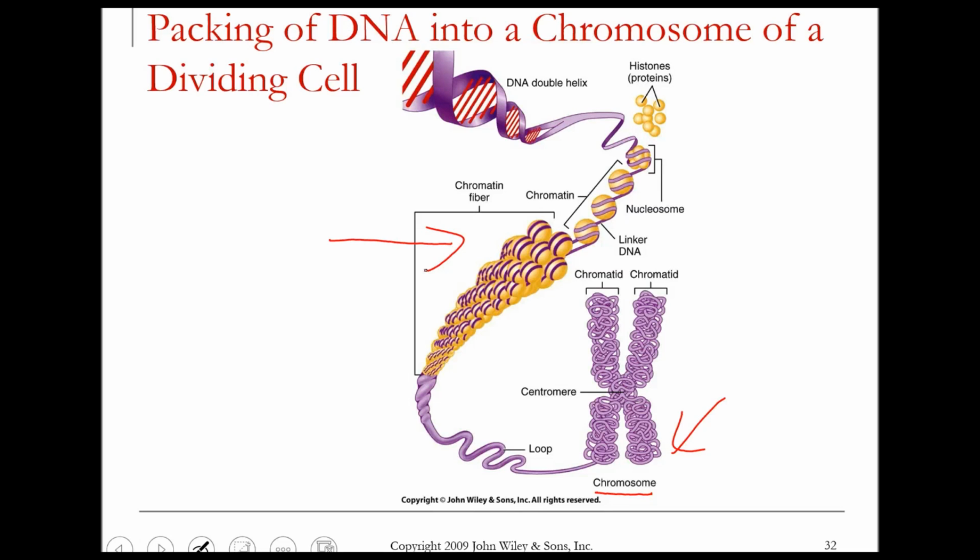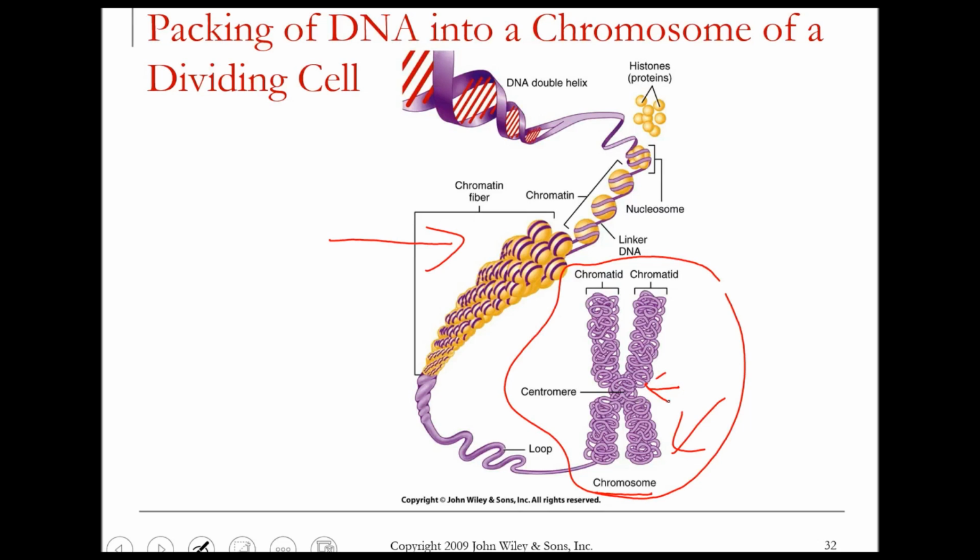So you can see that the DNA wraps itself around proteins and then coils and coils again until we have a chromosome. Now this chromosome is interesting in that it is actually made up of two identical DNA molecules attached together at an area we call the centromere.